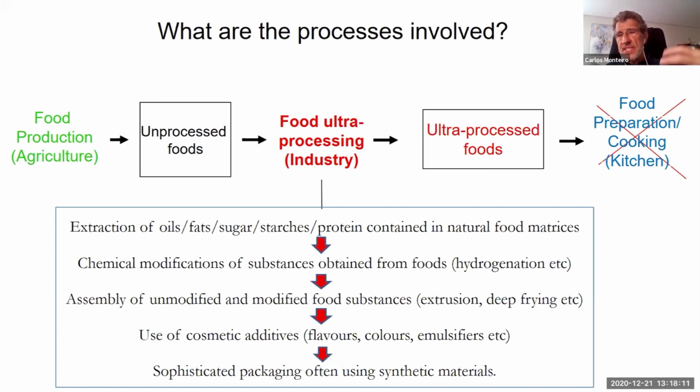A fourth step is very important because this assemblage of proteins, carbs, lipids is not palatable. It is sometimes not even edible. So they are turned edible, palatable, or even hyperpalatable with the use of cosmetic additives. The flavors in these products, the colors, the texture are given by cosmetic additives. Without the modern industry of cosmetic additives, we wouldn't have ultra-processed foods.